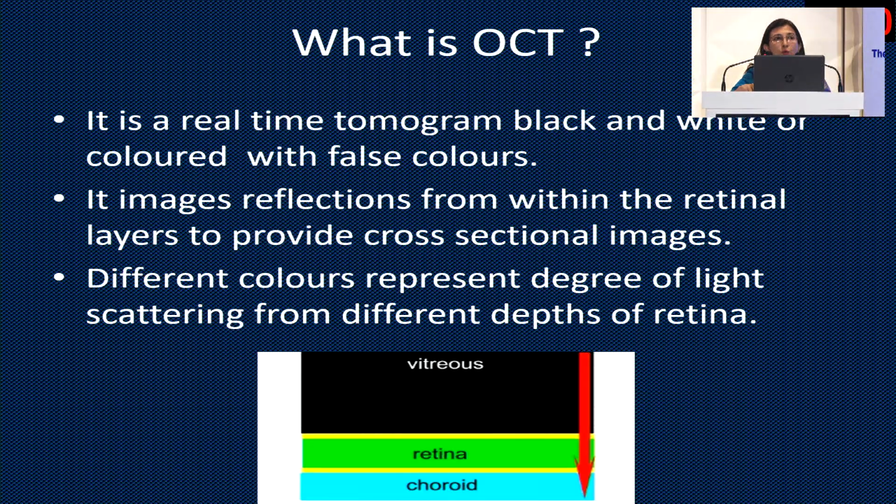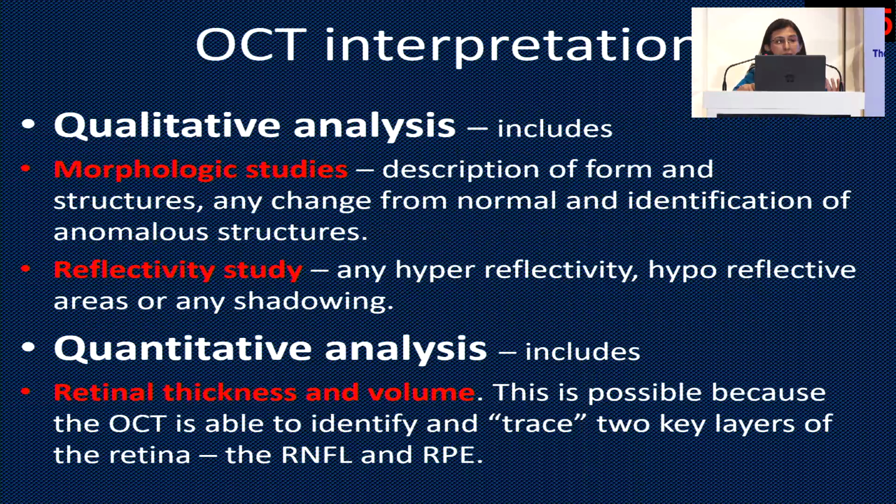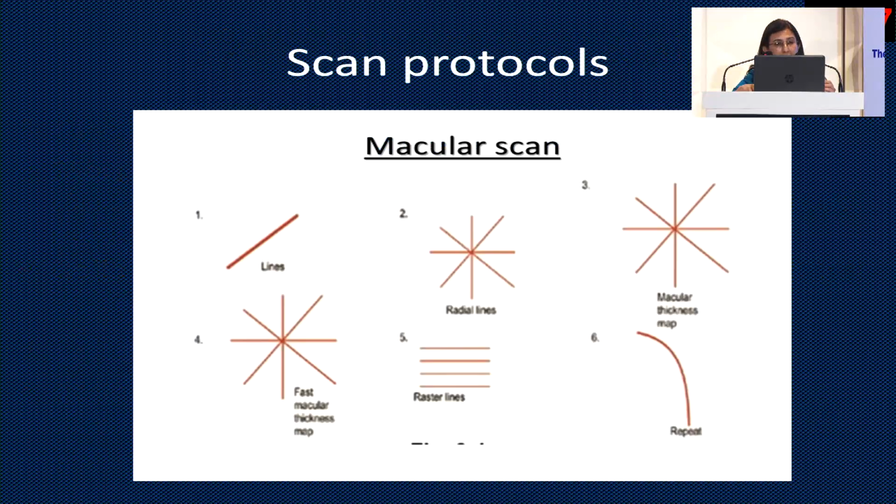So OCT, as we know, is possible because of varying levels of reflectivity from the different retinal layers. We do a qualitative analysis and a quantitative analysis. In the qualitative, we look at the overall anatomy or morphology of all the retinal layers, any change from the normal, any change in reflectivity patterns, hyperreflectivity or hyporeflectivity. And then we look at the quantitative, that is the thickness and volume of the retinal layers.